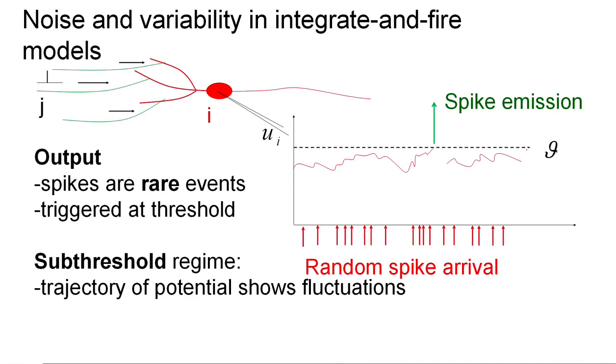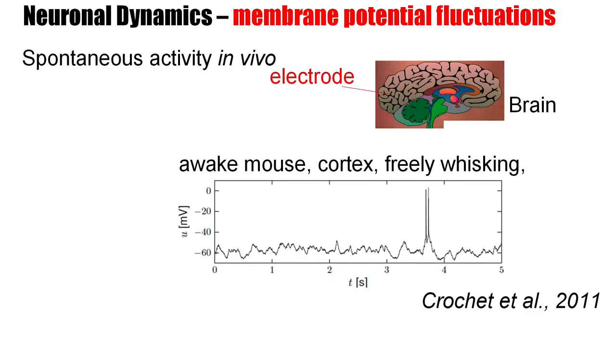Below the threshold, in the regime which is called subthreshold regime, what we observe under random spike arrival is a fluctuating membrane potential. And this is reminiscent of what one finds if neuronal activity is recorded with an electrode in an awake mouse, for example. You see these fluctuations of the membrane potential, and spikes are rare events. From time to time, a spike is sent out.